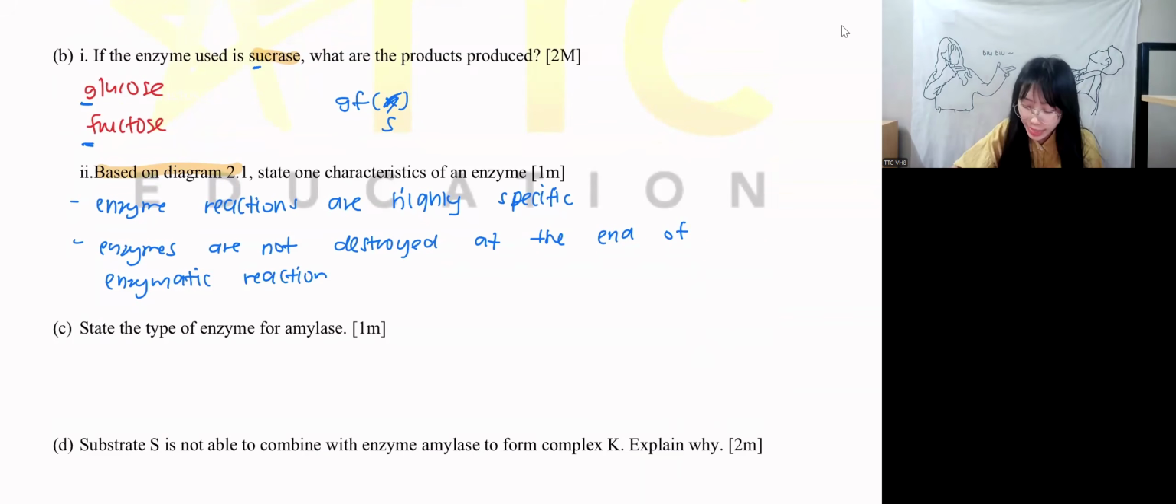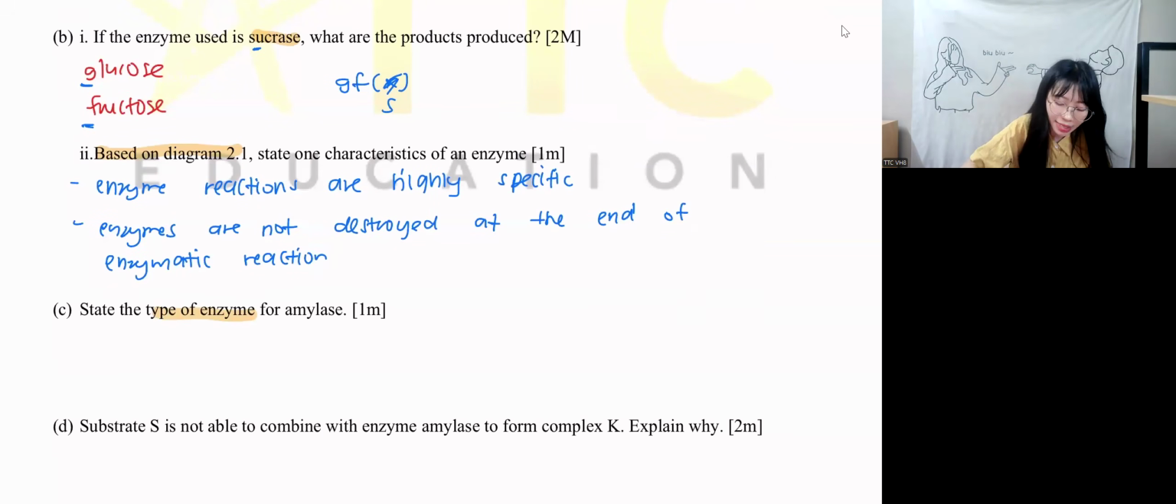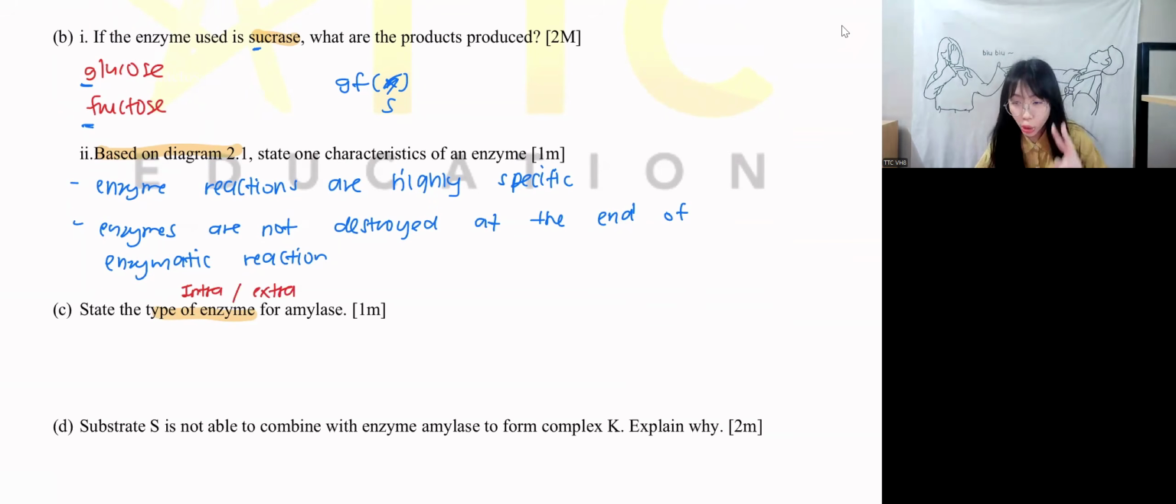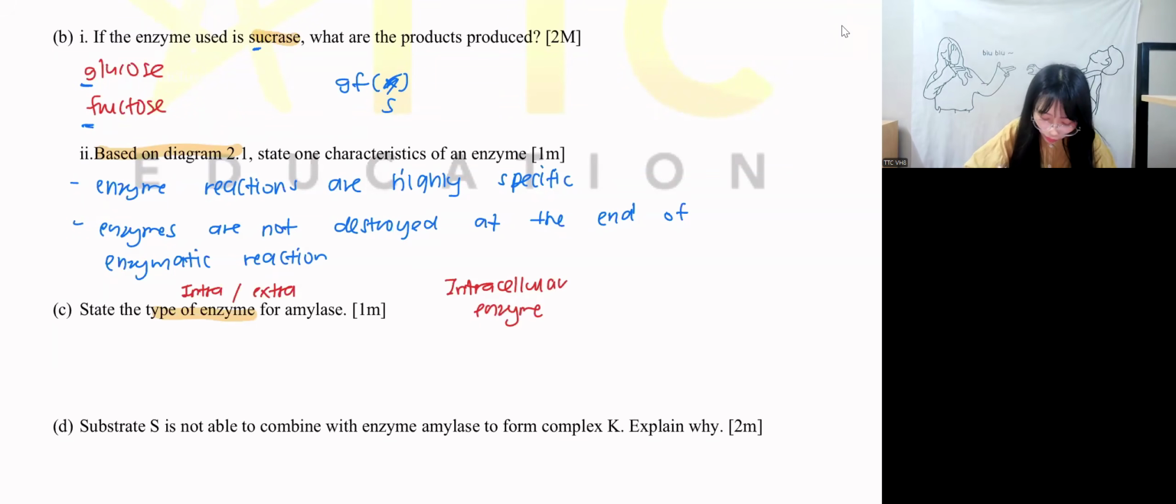You cannot write enzyme reactions are reversible, because usually in the diagram they don't show you a double arrow. But these are the two safest answers to write. State the type of enzyme for amylase. Okay, what is the type of enzyme? We only have two types of enzyme. We call these intracellular and extracellular enzymes. Anybody remember what is the example of an intracellular enzyme? What is the intracellular enzyme?